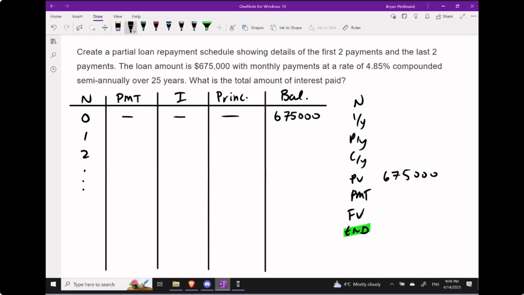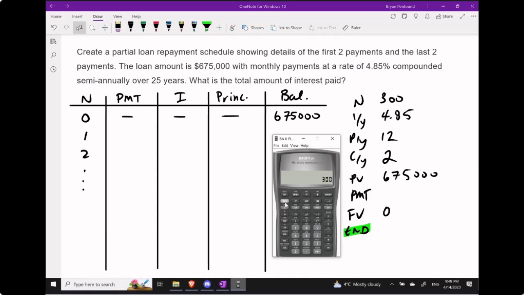We're going to take our principal amount as $675,000. We know we have monthly payments, so let's take PY to be 12. We have an interest rate of 4.85%, compounding semi-annually. We're going to assume our future value is 0. And then the last thing we need is 25 years of monthly payments. So 25 times 12, and that's going to give us 300 for N.